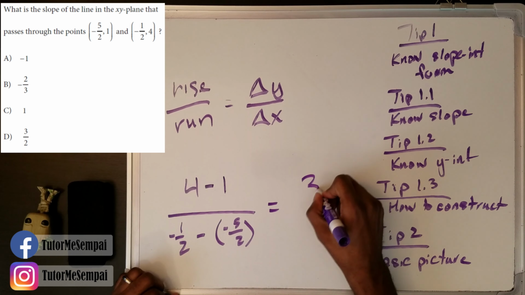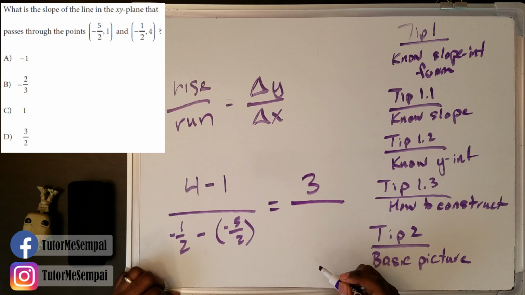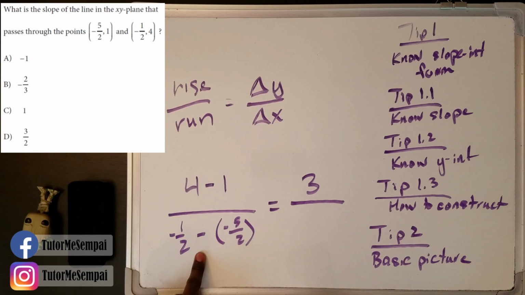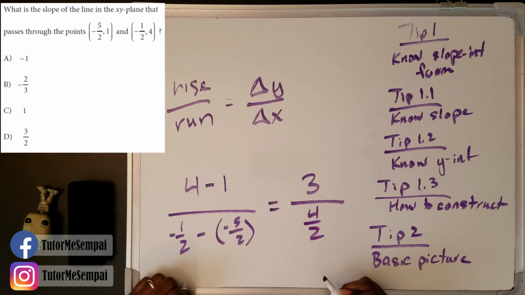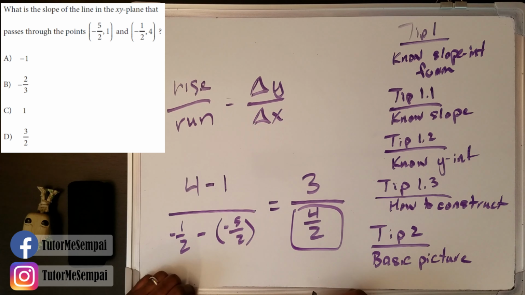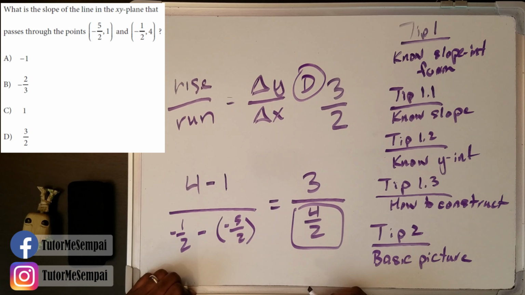And when you combine all that, you get 3 in the top. And notice that it's negative, so that's a positive. So this is going to be a positive 4 over 2, which you can simplify to just 2. So this is really just going to be 3 over 2. So what answer gives us 3 over 2? D. D is our answer.